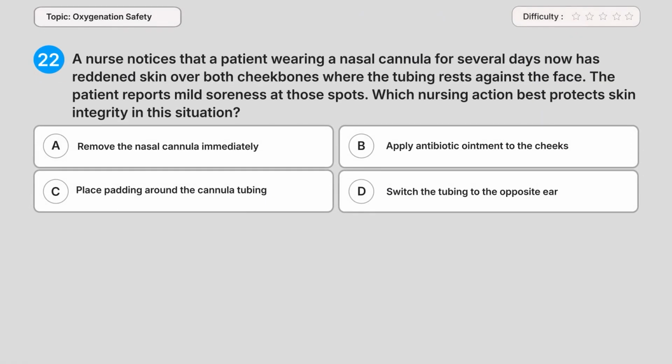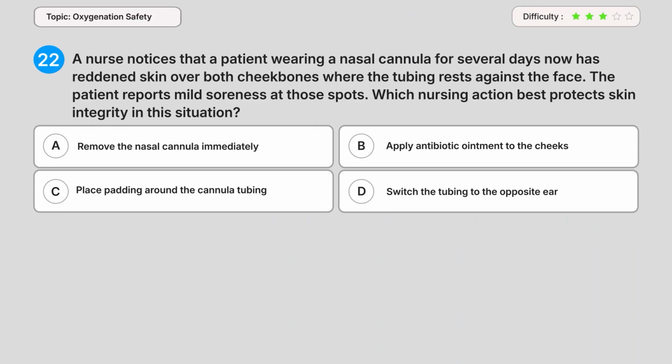Question 22. A nurse notices that a patient wearing a nasal cannula for several days now has reddened skin over both cheekbones where the tubing rests against the face. The patient reports mild soreness at those spots. Which nursing action best protects skin integrity in this situation?